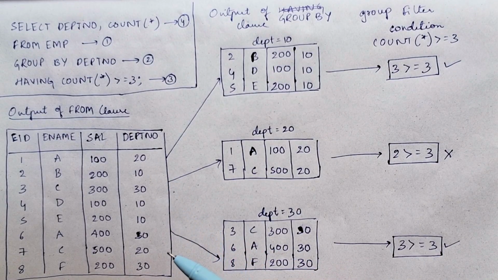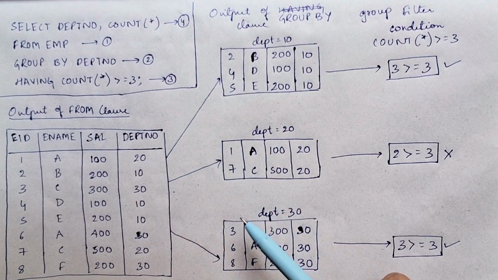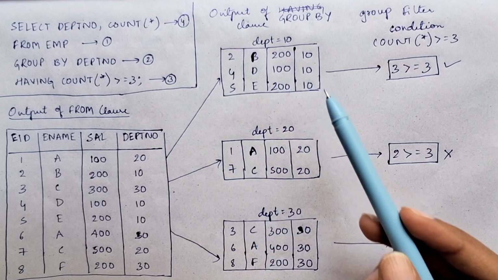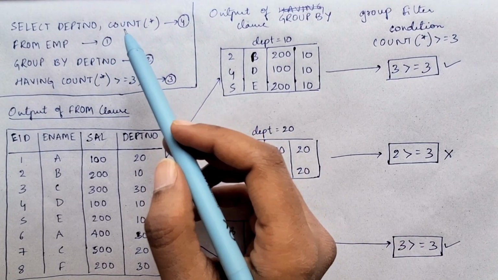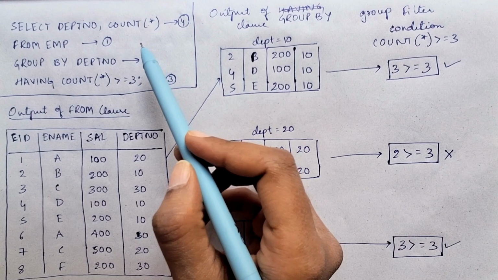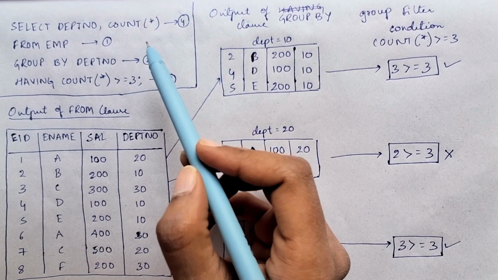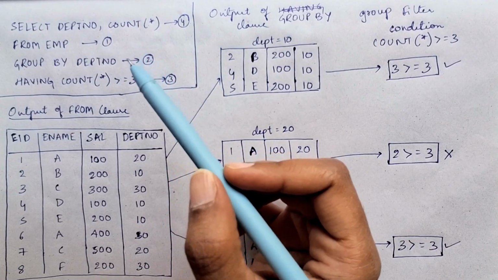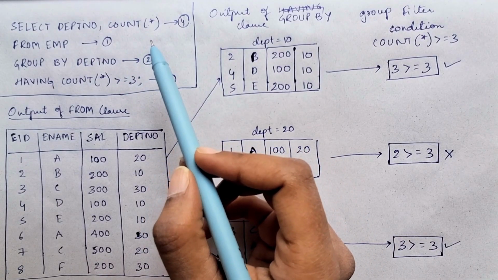After grouping, SQL calculates the aggregate function. In our query, we are using count asterisk. So SQL counts how many employees are present in each of the department. Guys, please listen carefully. Even though count asterisk is written in select clause, the counting does not happen here. The count is calculated earlier. The select clause only displays the count value.